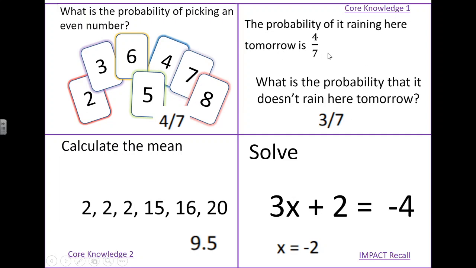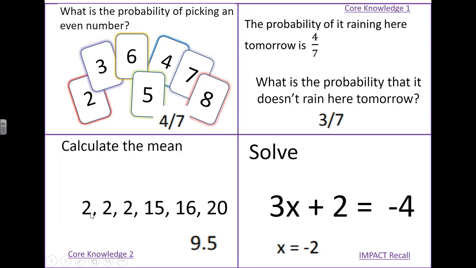Core knowledge 1. It's either going to rain or not rain. They're what we call mutually exclusive. They need to add up to a whole probability, so they've got to add up to 7 out of 7. So if the probability of it raining is 4 over 7, the probability of it not raining is 3 over 7. Some previous knowledge on the bottom two then.